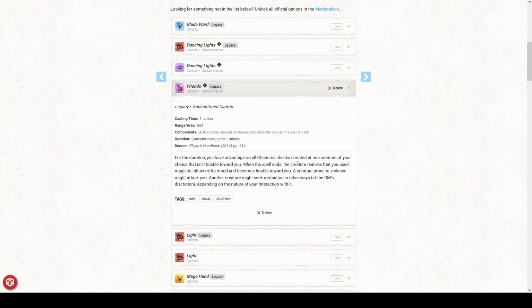When the spell ends, the creature realizes that you tricked it, and it becomes hostile. Moods are important. Hostile means that they are immediately going to engage in combat with you. This spell will mess up your day if you're not careful.